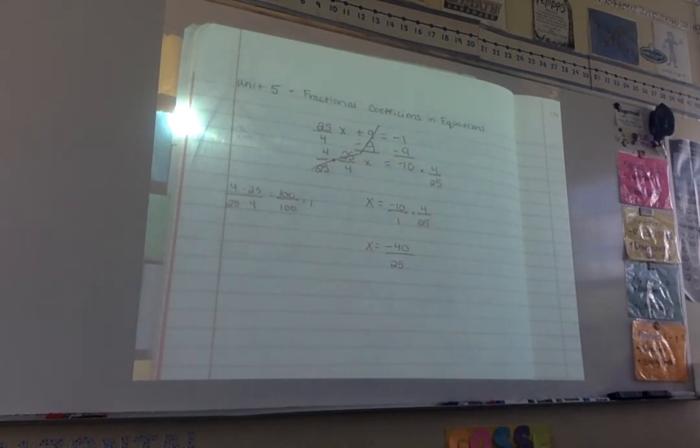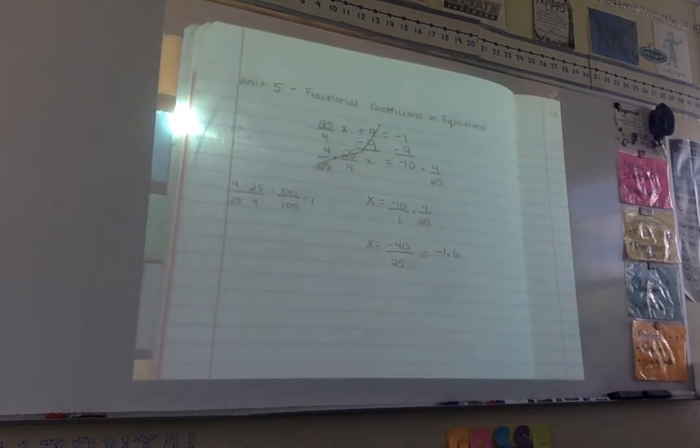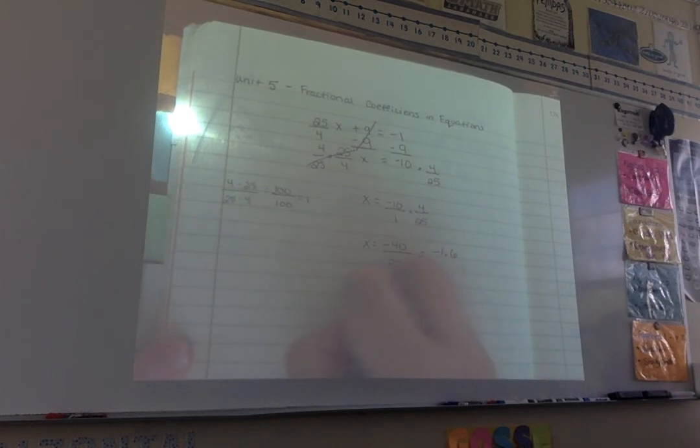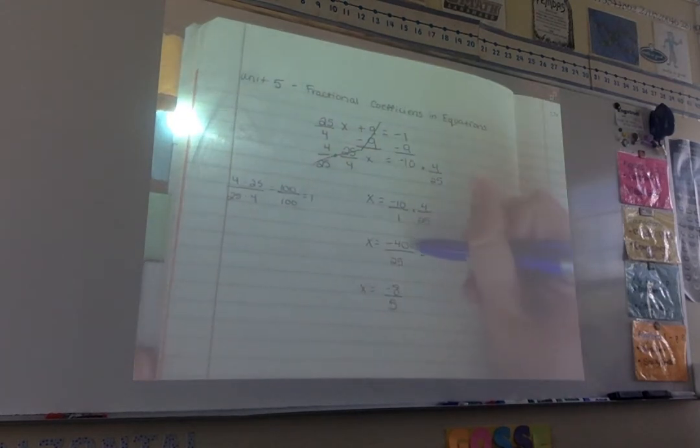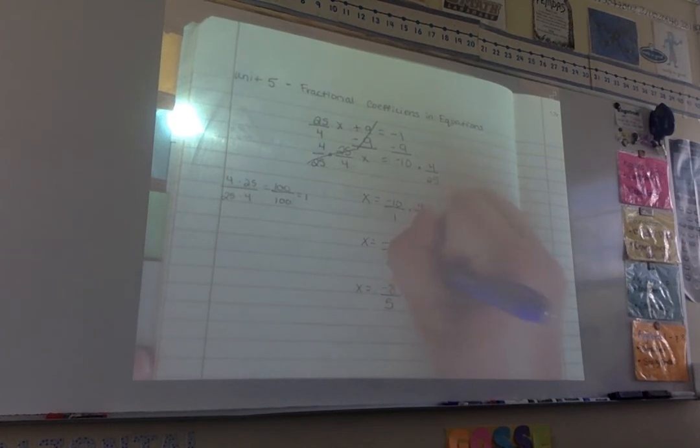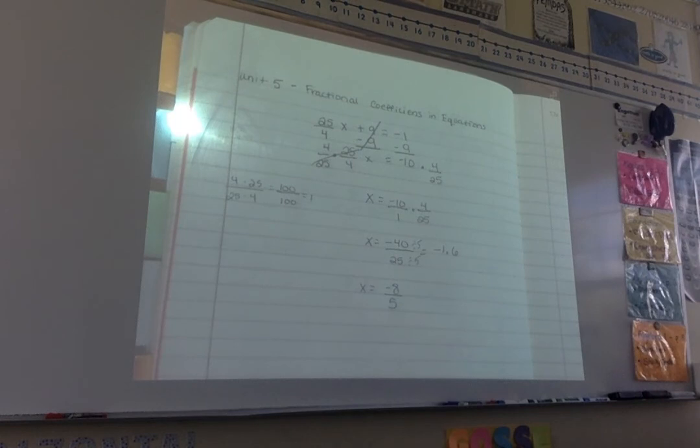And it'll be your choice if you want to simplify the fraction or if you want to write it as a decimal. As a decimal, we have negative 40 divided by 25, which is equal to negative 1.6. Or you're welcome to just simplify that fraction. So negative 40 over 25 would be the same thing as negative 8 over 5, because both 40 and 25 are divisible by 5. So if I take negative 40 and divide it by 5, and 25 divided by 5, I get negative 8 over 5. So I will accept either the decimal or the simplified fraction. Okay? There will only be one of these questions on your final.